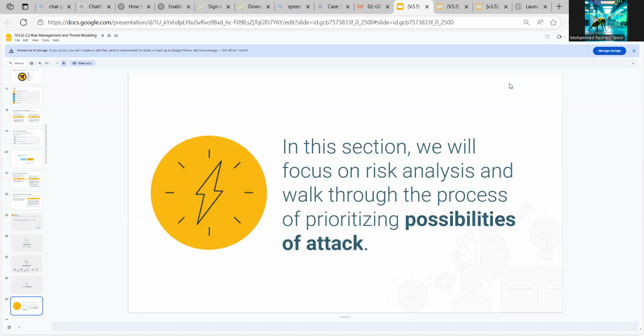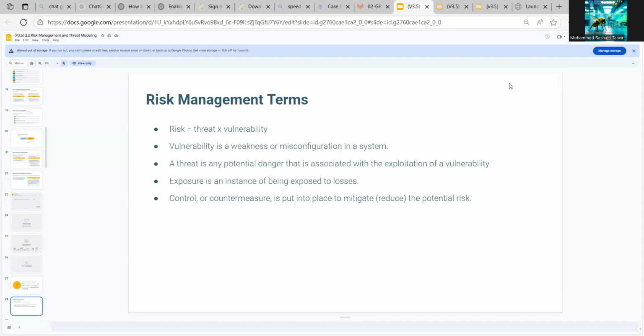So this section covers some math formulas. Be prepared to allocate a little extra study time to this section. In this section, we'll focus on risk analysis and explain the process of prioritizing attack possibilities. So what is risk management? Some of the possible threat agents and attacks identified in the previous exercise are more likely than others. The goal of the first four steps was to determine all possible threats, including unlikely ones.